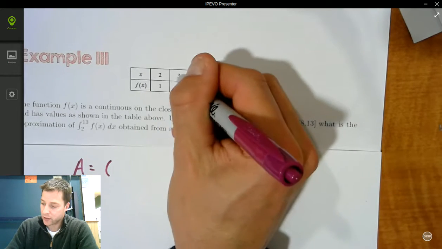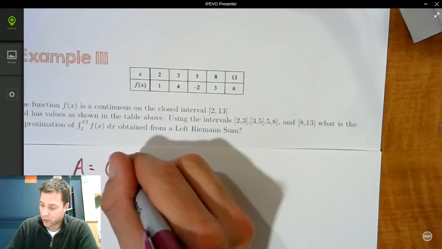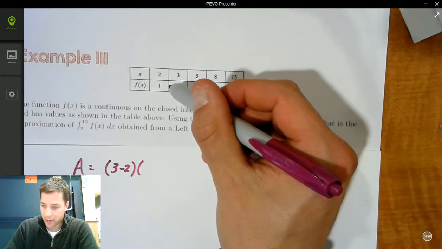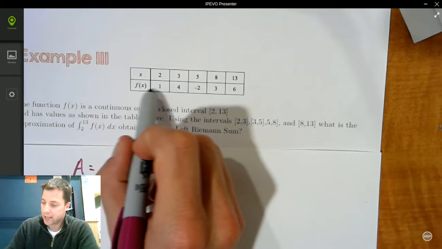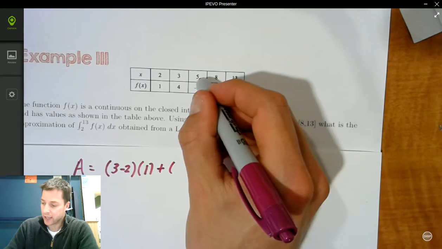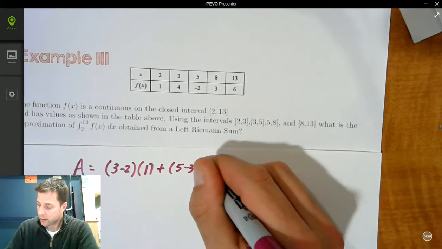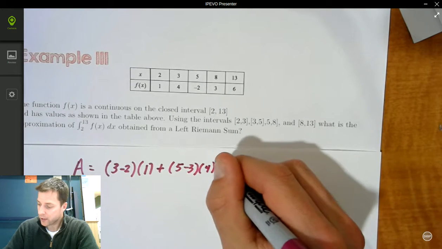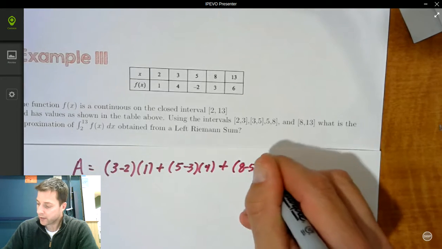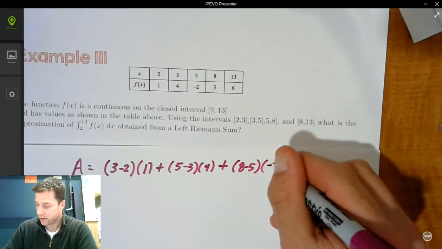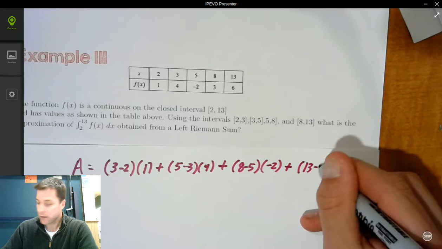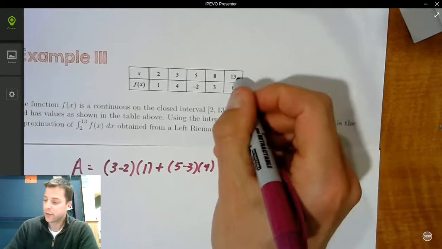Well, that first rectangle, 2 to 3, so 3 minus 2, that's a width of 1 times. So I look at the L. I kind of go from here over and down. This f of x value is the height, and this is where we're getting our widths from. Plus, the next rectangle is 5 minus 3 times the height, 5 minus 3 times 4, plus the next one is 8 minus 5. That's the width of 3 times the height, which is -2. More about that later. Plus, the last one is 13 minus 8 times 3. So 13 minus 8, and I go down.